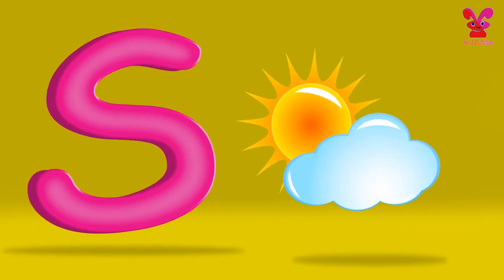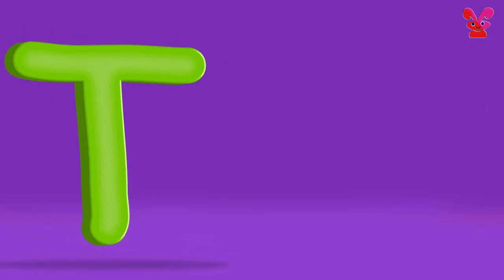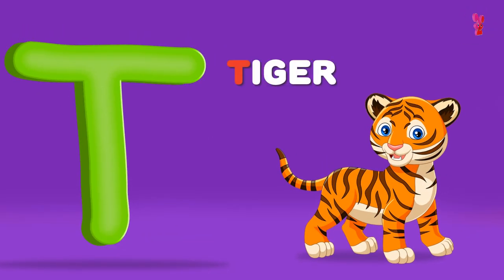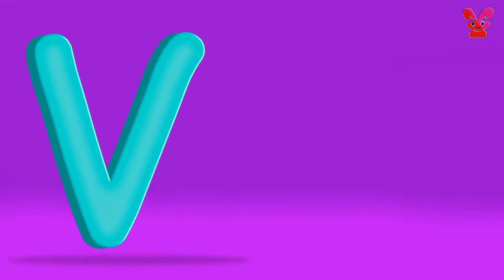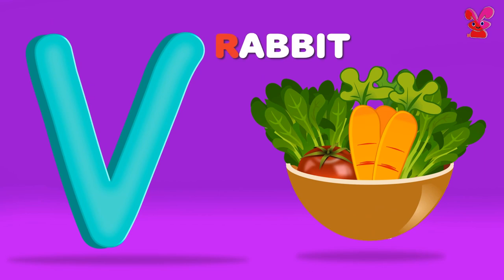S for sun. T for tiger. U for umbrella. V for vegetables.